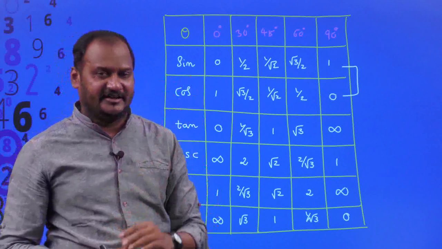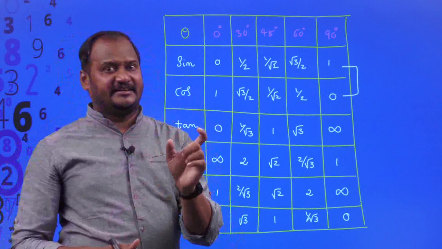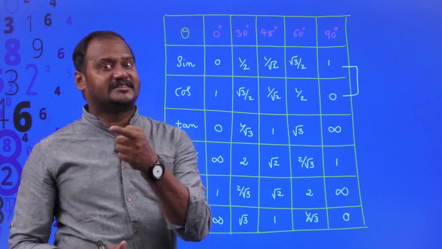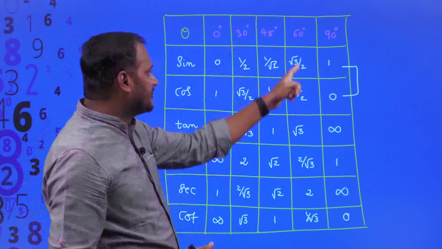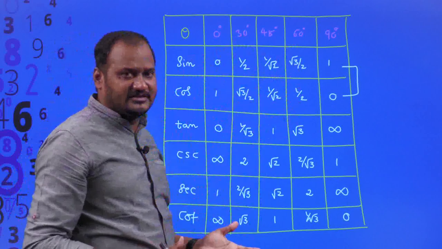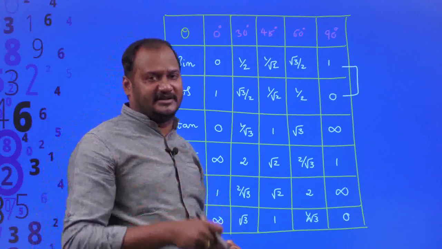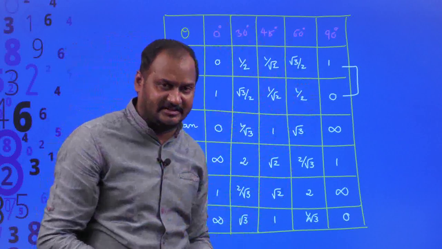Not only for 0 and 90, you can take any other two angles. For example, 30 and 60. Sine 30 degrees should be equal to cos 60 degrees. See, sine 30 is equal to 1 by 2, and cos 60 is also equal to 1 by 2. Right? So, you do not have to remember all the values. If you remember the values of one trigonometric ratio, then you can remember the entire values of the trigonometric ratios.